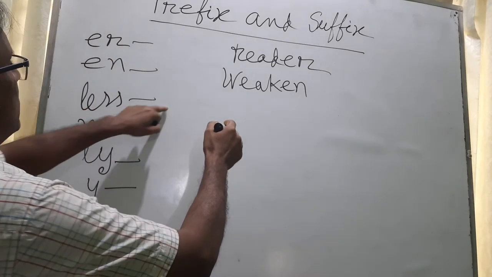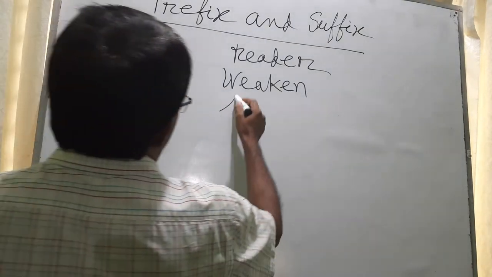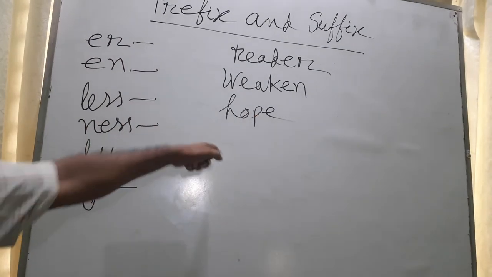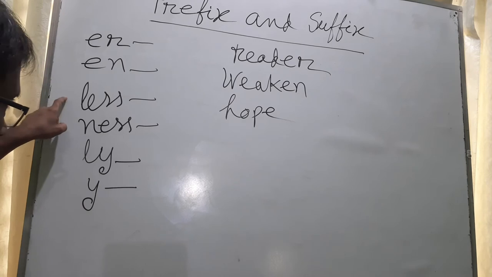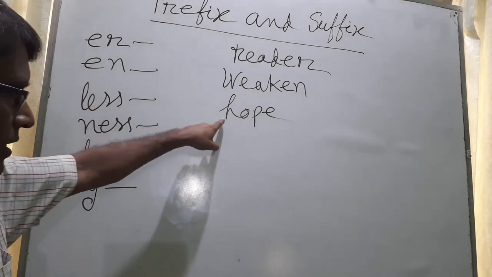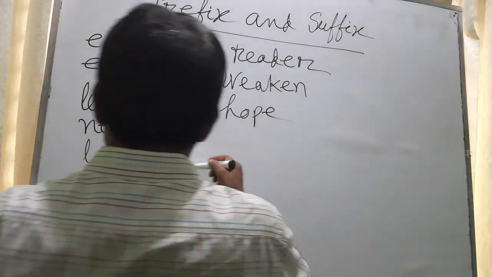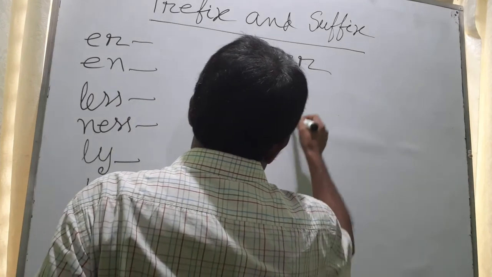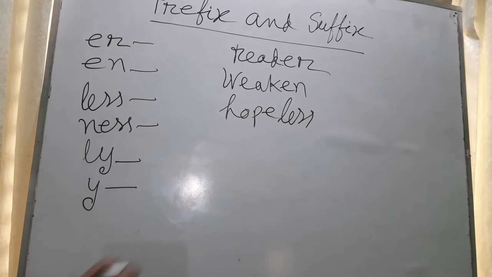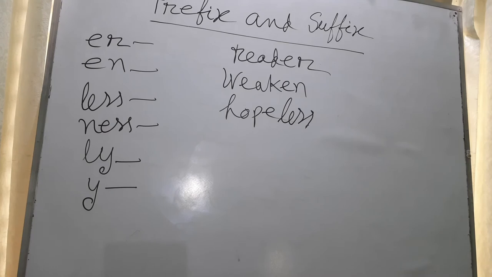In the same way, if the main word is hope, in Bangla, asha kora, and if we add the suffix less at the end of the base word hope, then it will be hopeless. Asha hin in Bangla.